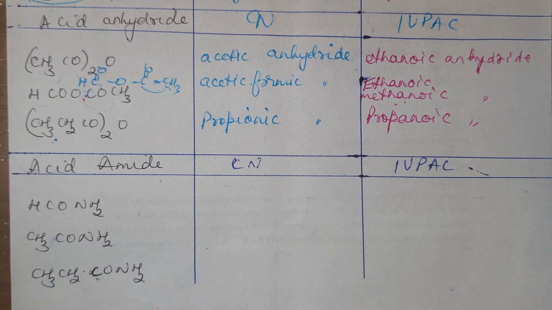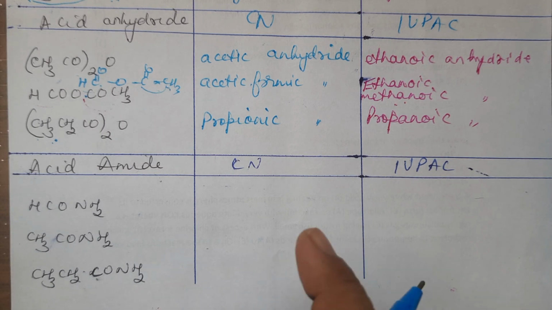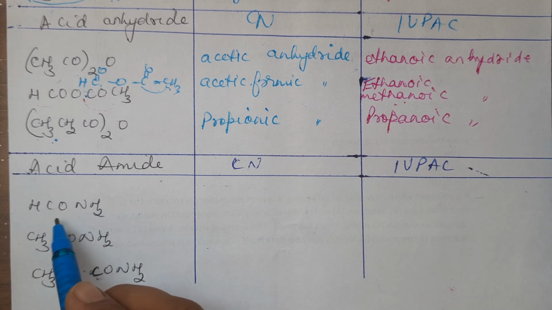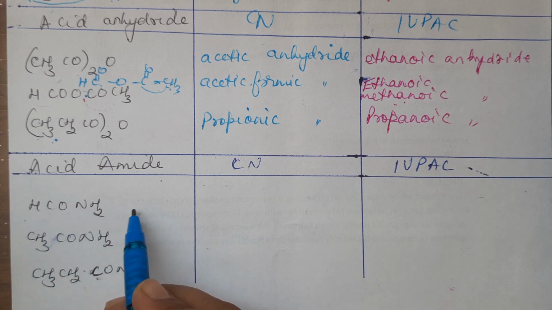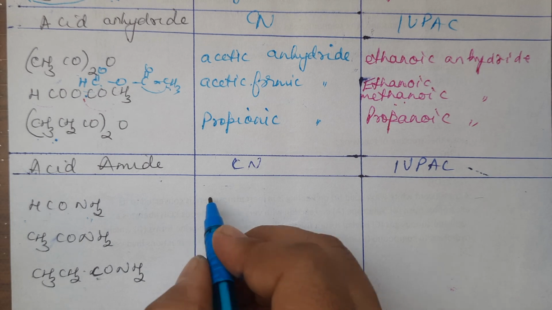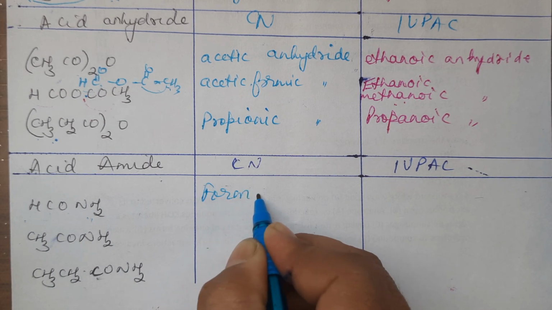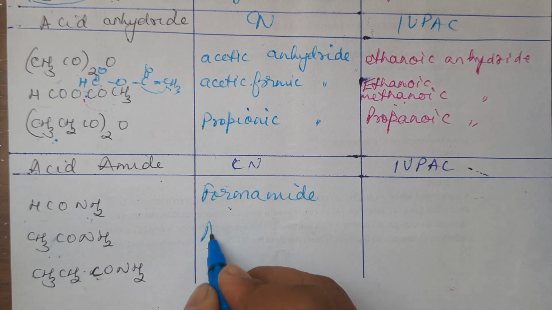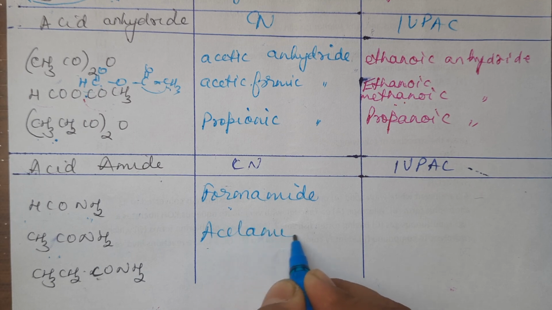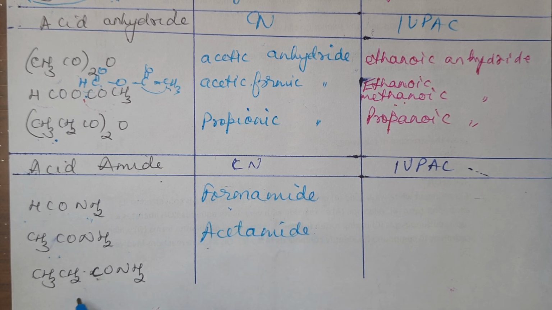It is amide, acid amide. COOH was acid. That OH is replaced by NH2. It becomes acid amide. Now this is a derivative of formic acid, HCOOH. Right, the OH is replaced by NH2. So you will name this as formamide. Formamide. So this part is from formic acid. This is a derivative of acetic acid, so you will name this as acetamide. This is a derivative of propionic acid. You will name it as propionamide.